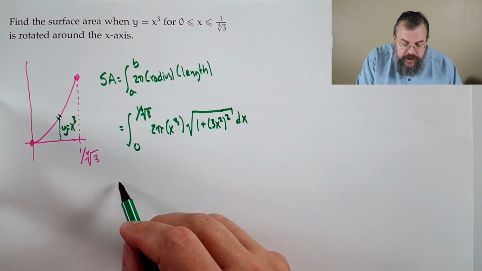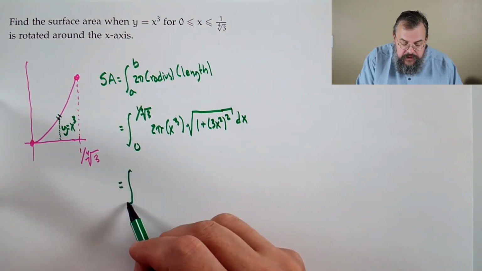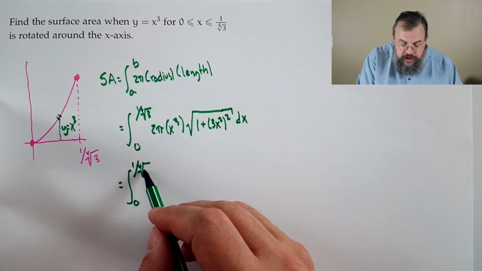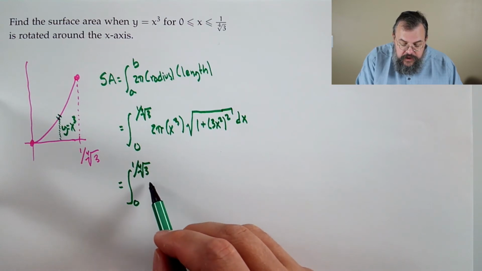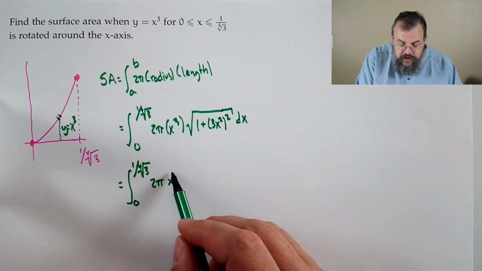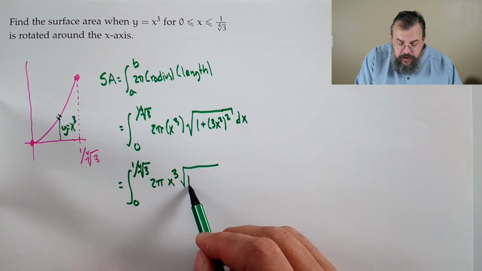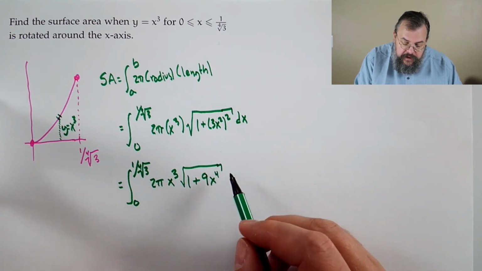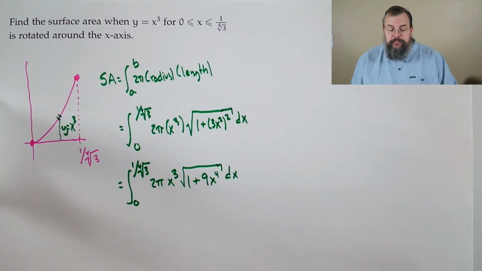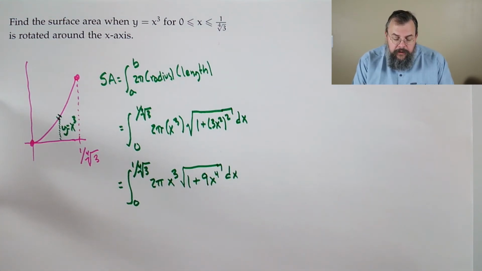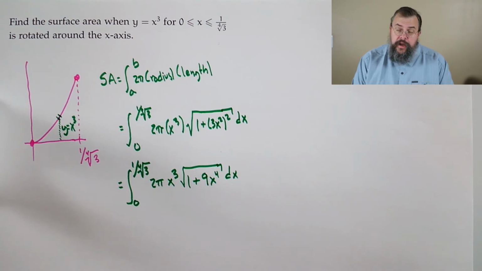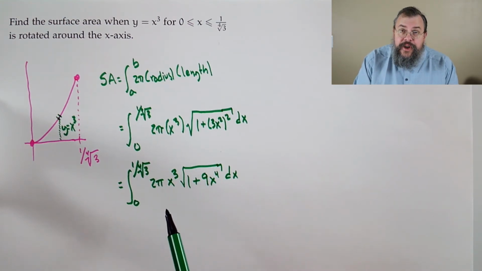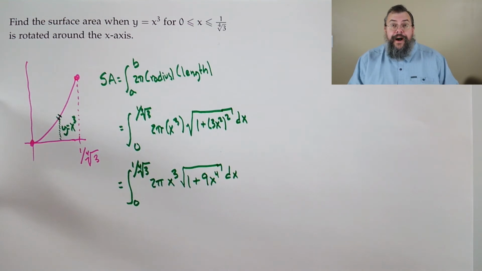Okay, well, let's clean it up a little bit. Not much we can really do here. So what do we have? We have the integral from 0 to 1 over the 4th root of 3 of 2 pi x cubed square root of 1 plus 9x to the 4th. We can square the inside. And now we look at this and say, well, oh, wait, there's a 4th degree here, x to the 4th, and a 3rd degree, x cubed.